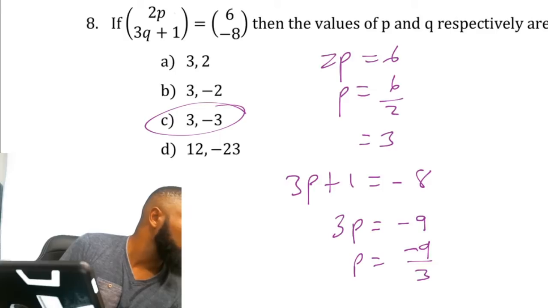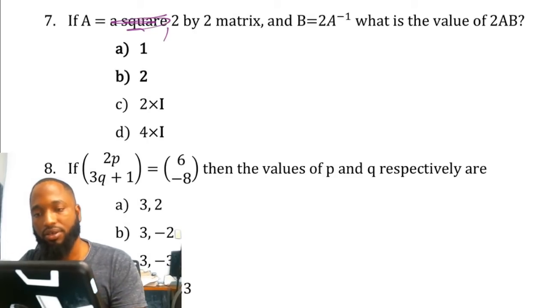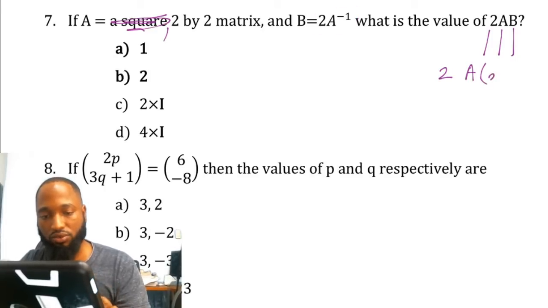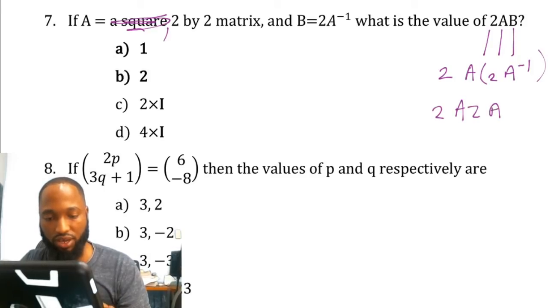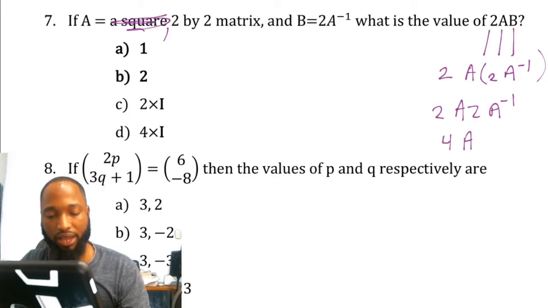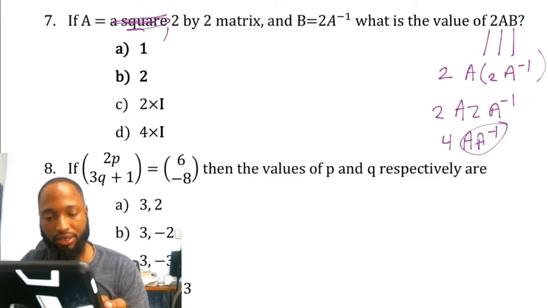So, sir, it's just 2A. Remember, they want 2AB. And instead of B, I'm going to write 2A inverse. So in the end, it's 2A times 2A inverse, that is 4A by A inverse. A by A inverse is I. So the answer is 4 times I.